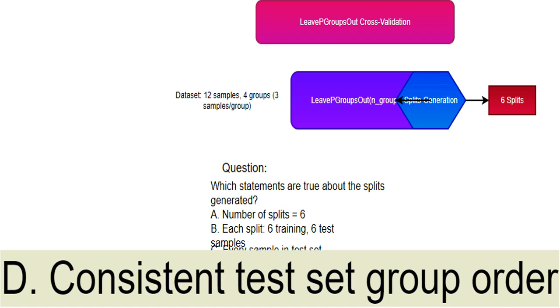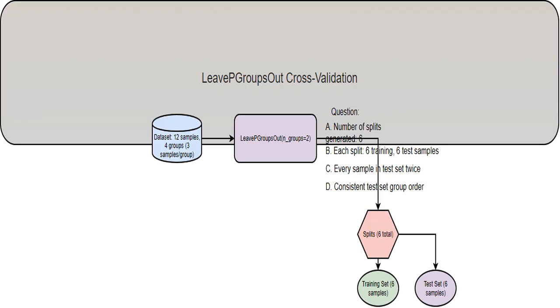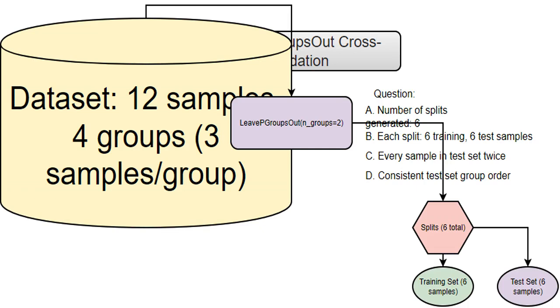"LeavePGroupsOut" behavior or not. I'm using scikit-learn's LeavePGroupsOut for cross-validation. It's a special method for dealing with data split into groups, ensuring that all samples from the same group are either in the training or the test set. I have 12 data points, nicely organized into 4 distinct groups, with 3 data points in each group. Think of it like sorting candies by color: 4 colors, 3 candies of each.